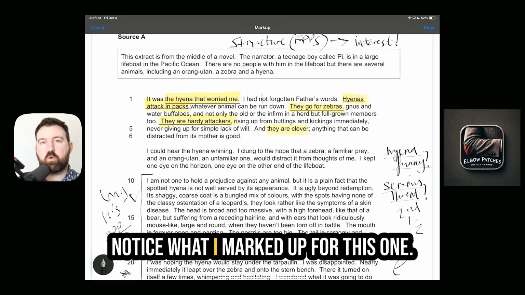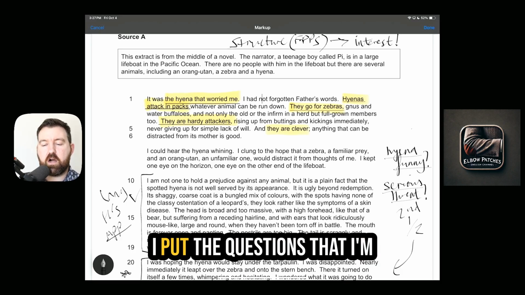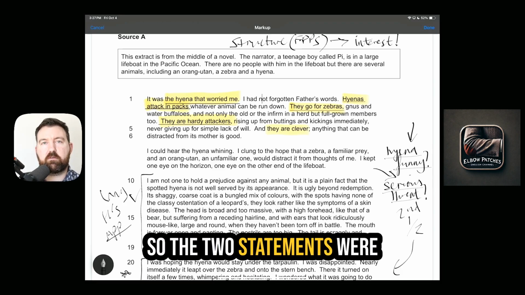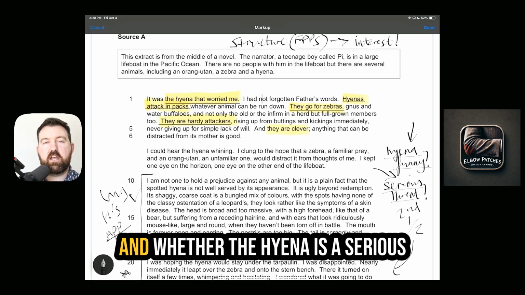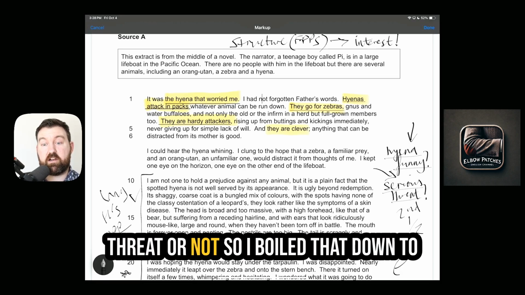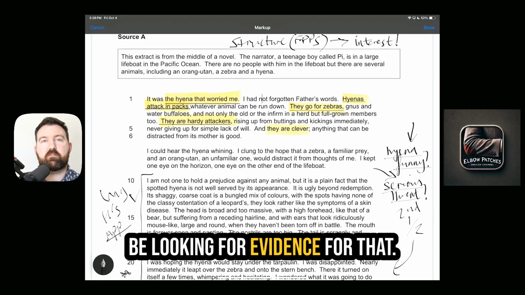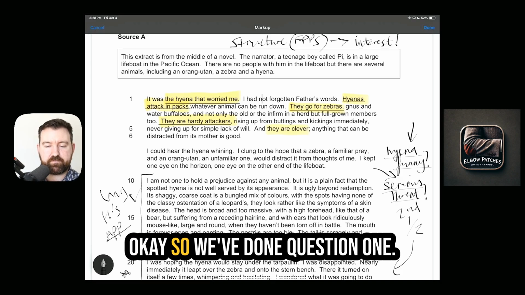And notice what I marked up for this one. I put the questions that I'm judging from the statement. So the 2 statements were whether the hyena is funny or not, and whether the hyena is a serious threat or not. So I boiled that down to 2 quick questions, and then I would be looking for evidence for that. Okay, so we've done question 1.